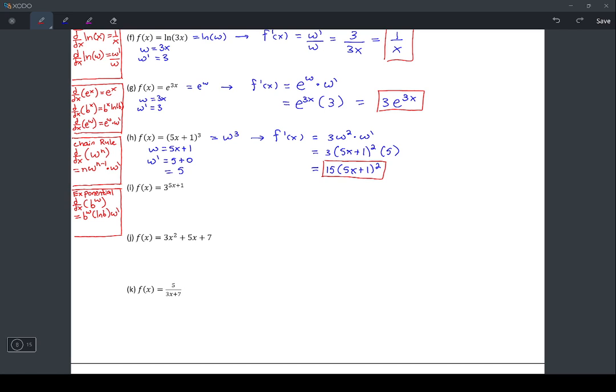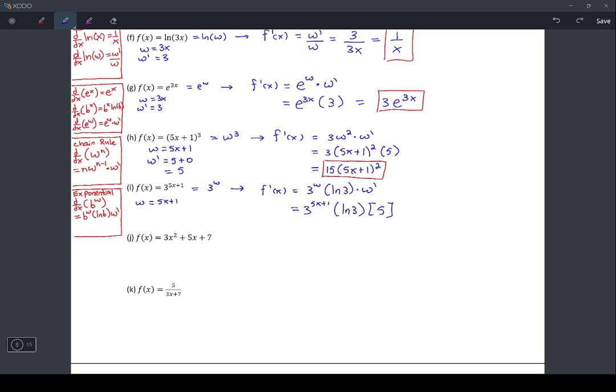So 3 pieces will come out. The original function, so this is 3 to the power of w, where w is equal to 5x plus 1. We take the derivative, we'll get 3 to the w times the ln of 3, which is a number, a constant, times w prime. I'll plug everything back in. 3 to the 5x plus 1 times the ln of 3 times 5.